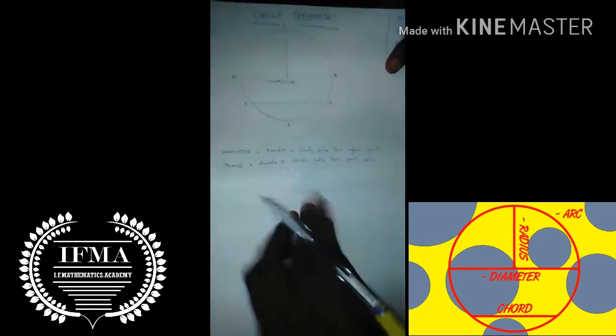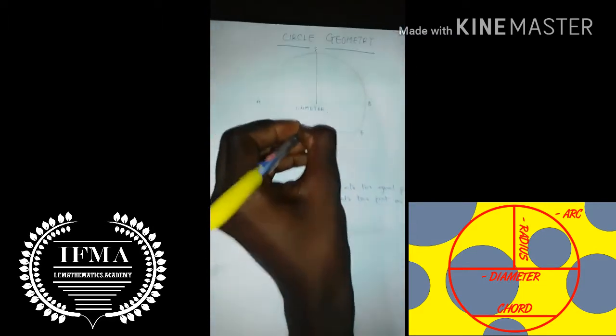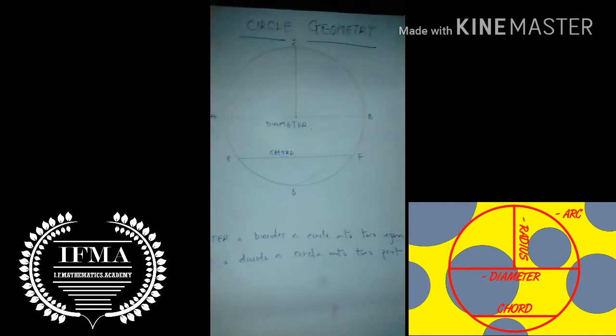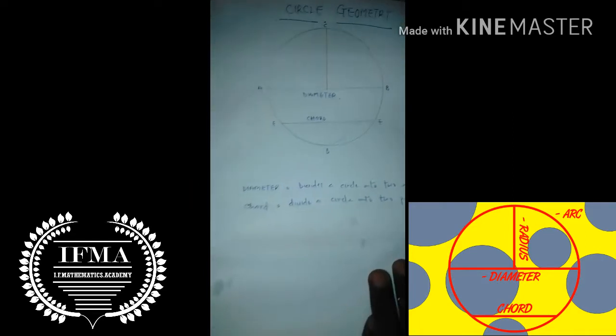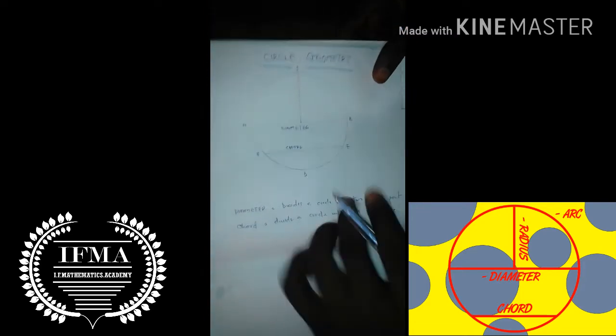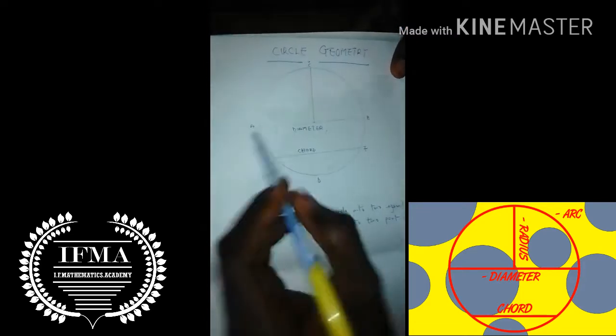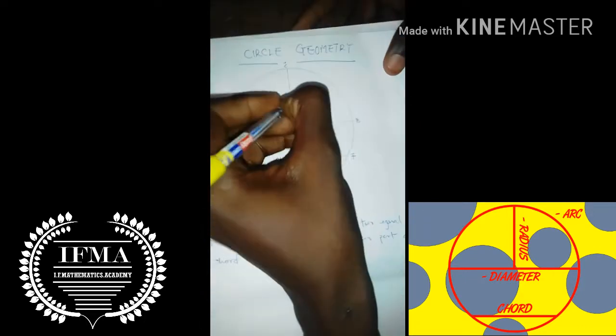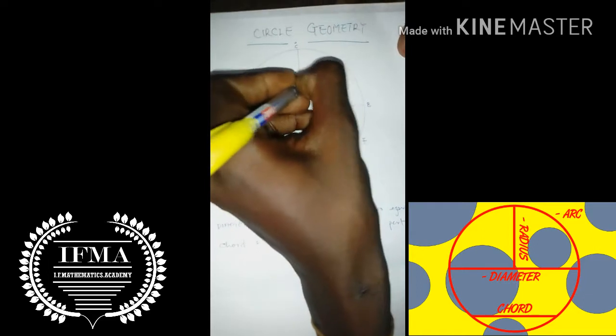So now let's move on. Let's label this first. Now let's move on. What is a radius? A radius is a diameter divided into two. So now this line is our radius because it is dividing this diameter into two equal parts. So this line is our radius.